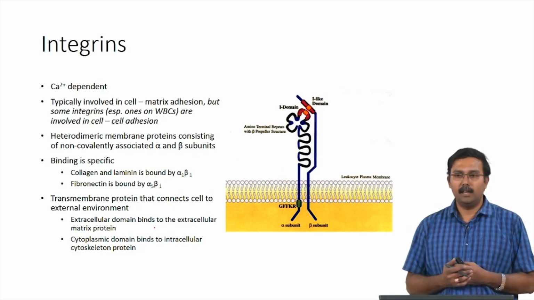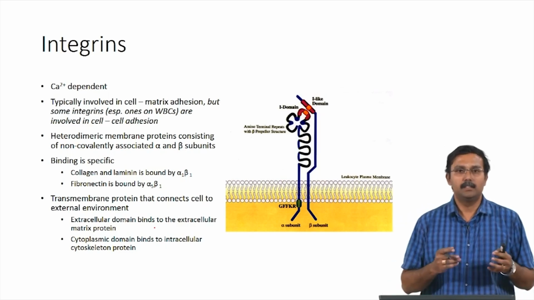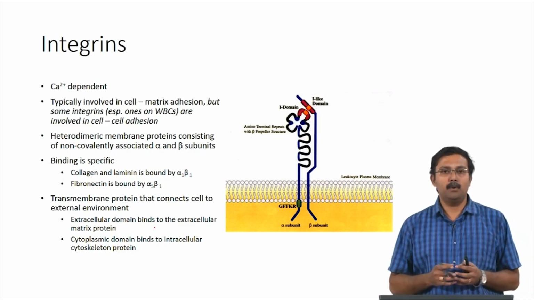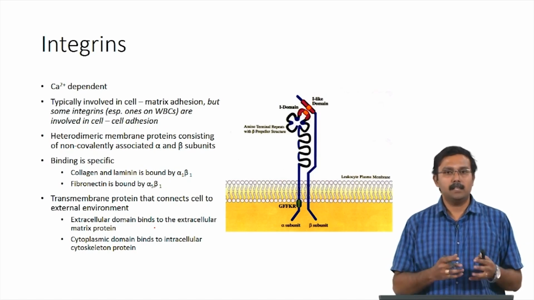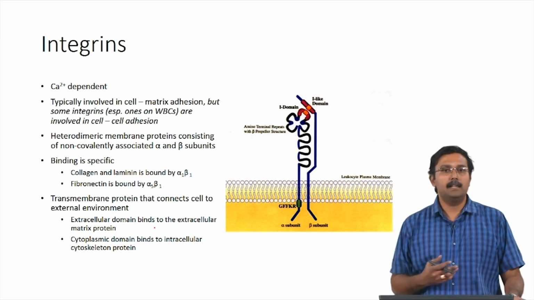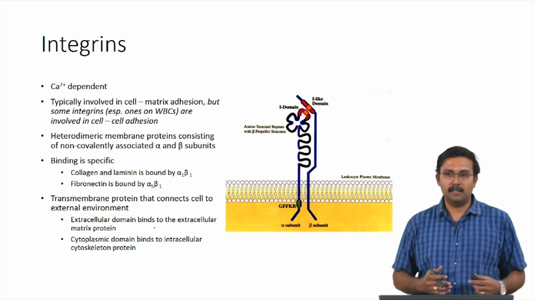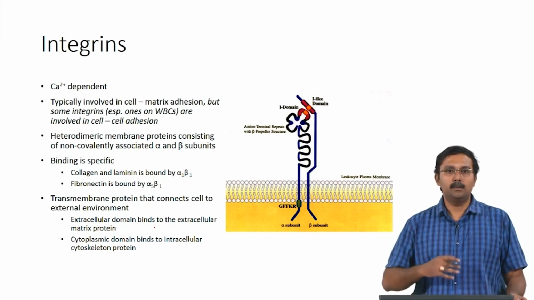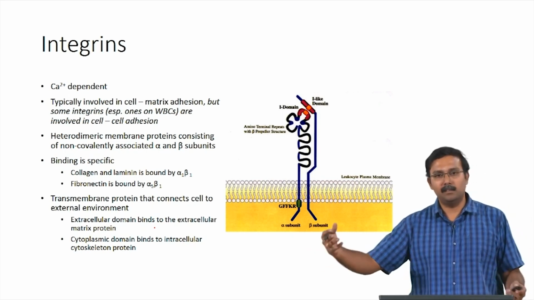specificity for attachment. So, if you are talking about this transmembrane protein, this connects the cell to the external environment, and the extracellular domain basically binds to the ECM protein, and the cytoplasmic domain binds to the cytoskeleton in the cell. Okay. So, this way you actually have proper interaction of the cell with the matrix.